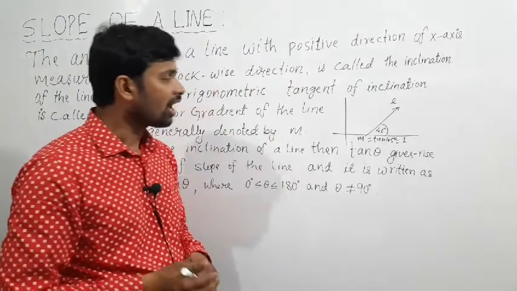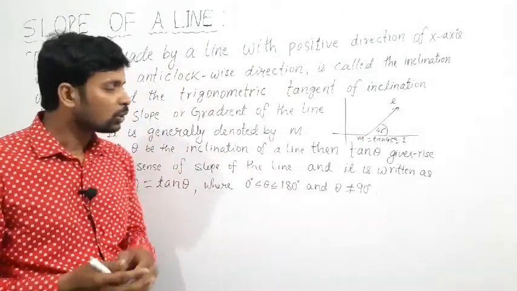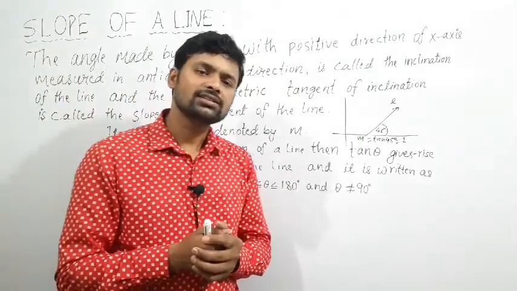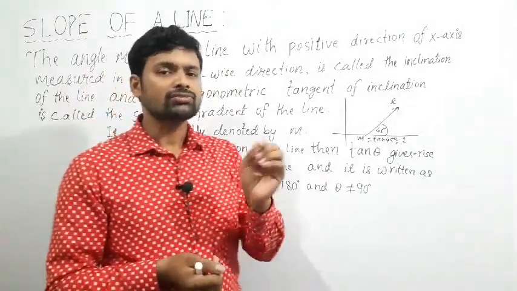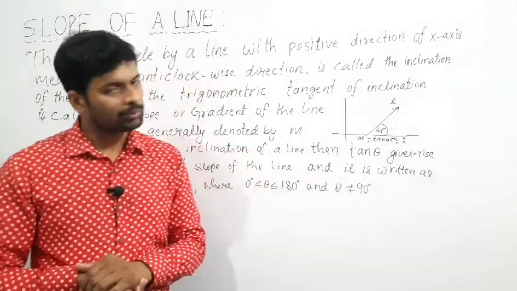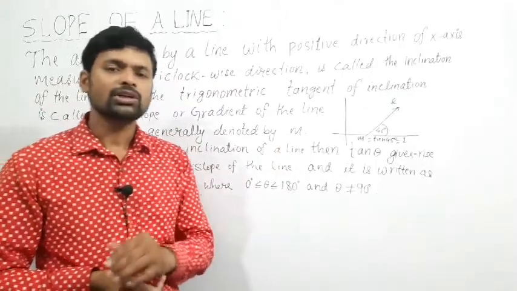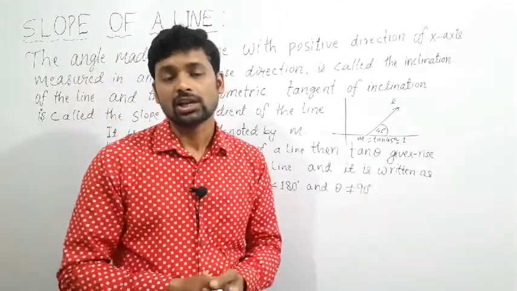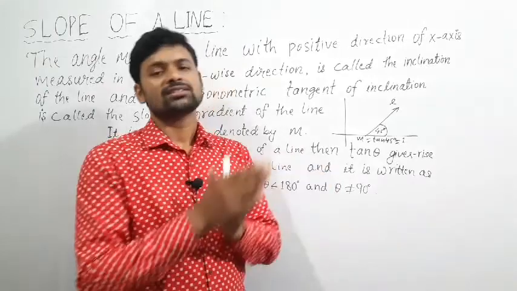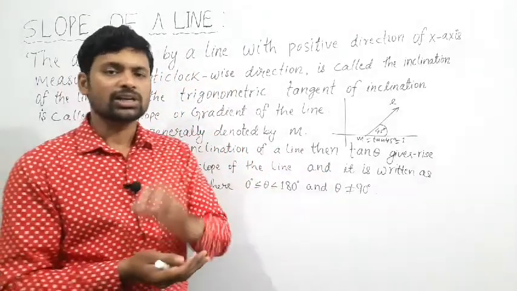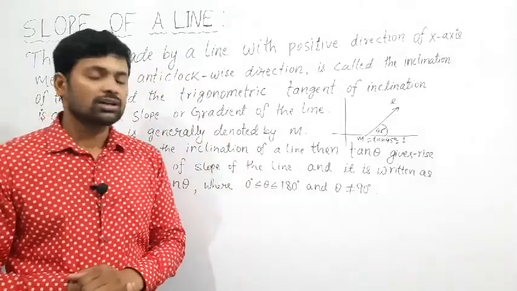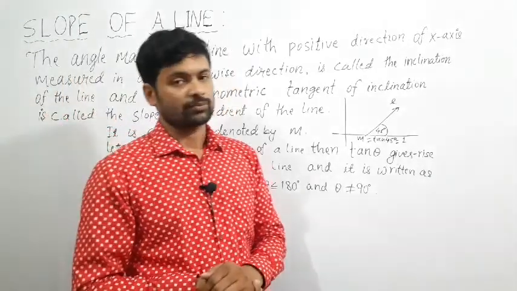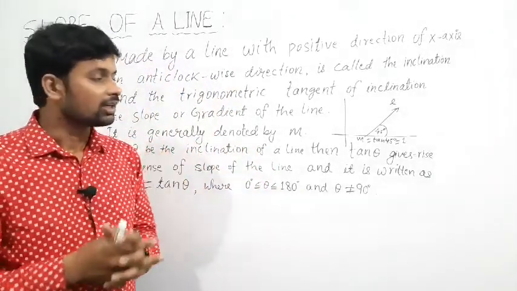Dear students, now I would like to discuss what is the slope of the x-axis. Since the x-axis makes a 0 degree angle with itself, obviously its inclination will be 0 degree, and thus the slope of the x-axis, or the line coinciding with the x-axis, or the line parallel to the x-axis, is always 0 because the value of tan 0 degree is 0.